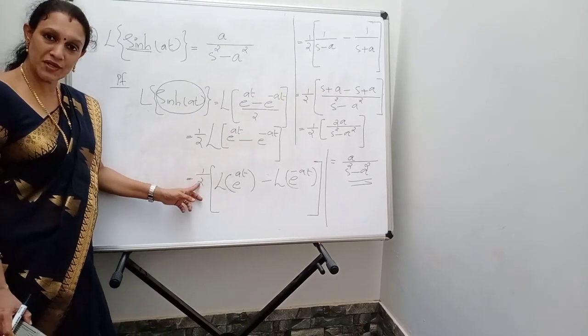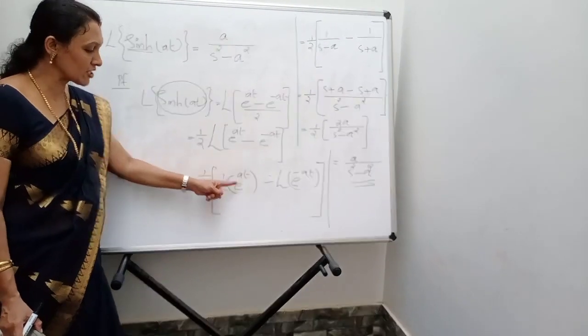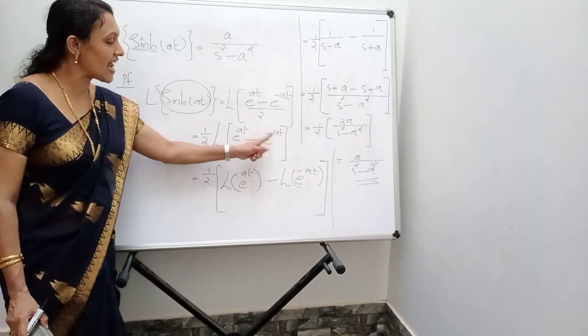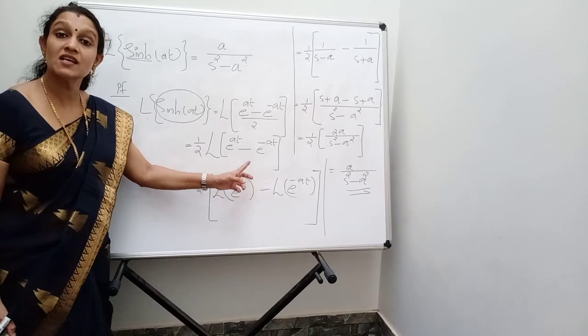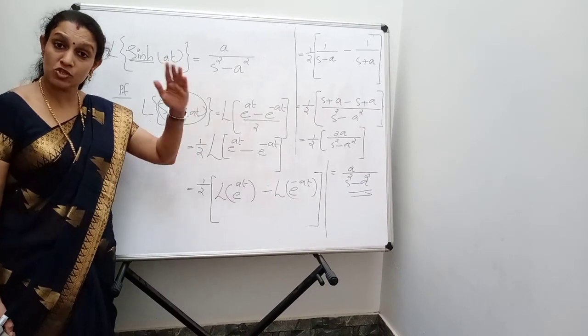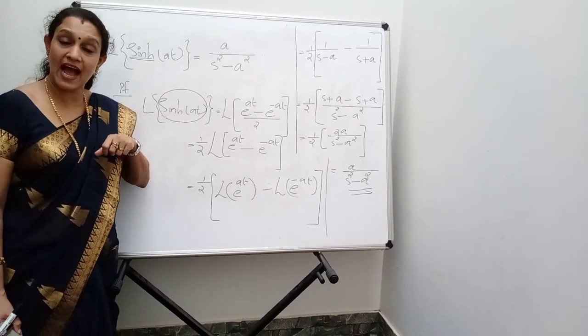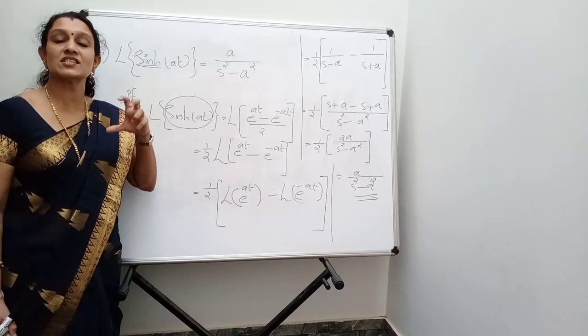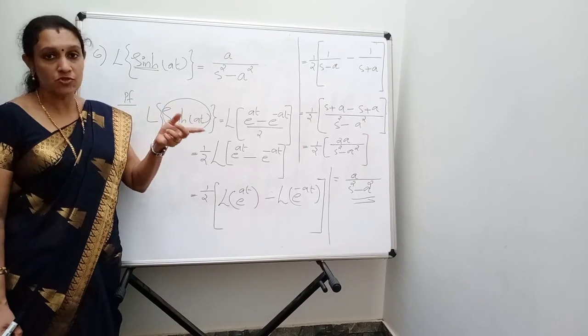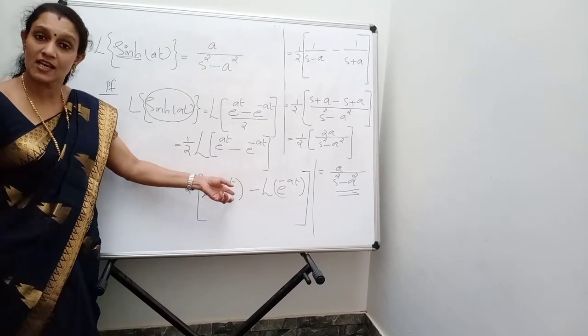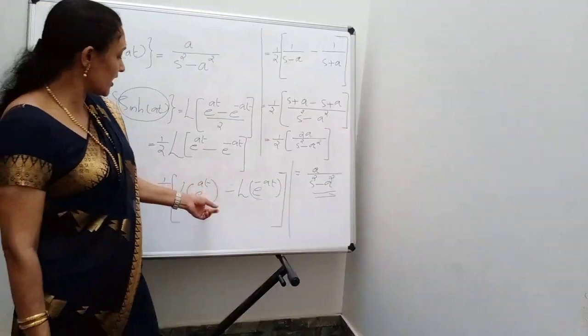Therefore, 1 by 2 into L of e raised to at minus L of e raised to minus at, and this principle is called the linearity principle. Suppose two functions f and g we have, then L of f plus g is equal to L of f plus L of g. So like that we can split the Laplace transform. Now look at the first result.